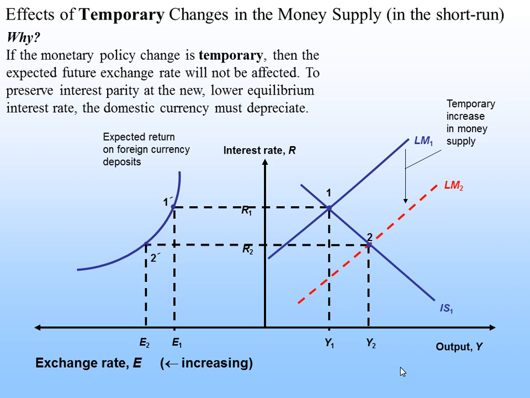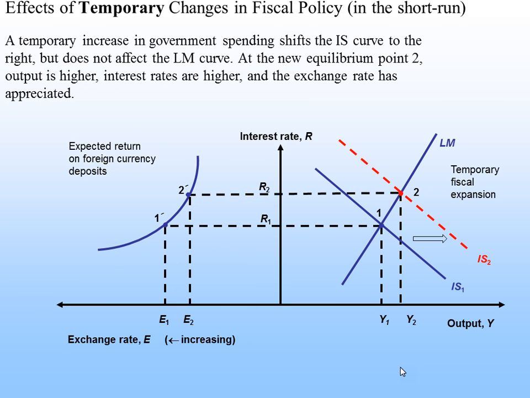Does anybody have a question about that? Okay, and how about arrow number 2, expansionary fiscal policy? Expansionary fiscal policy, if it's temporary, only shifts the IS curve, not the LM curve, and we end up, as we saw, with higher output, higher interest rates, and an appreciated exchange rate. The yen gets stronger.